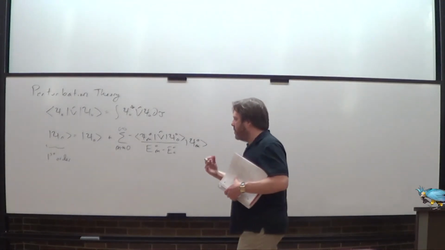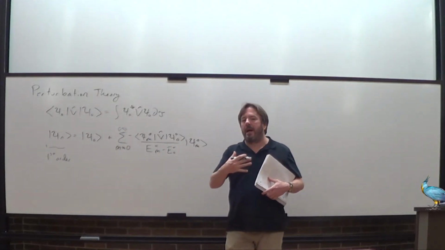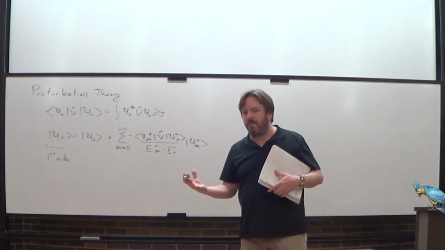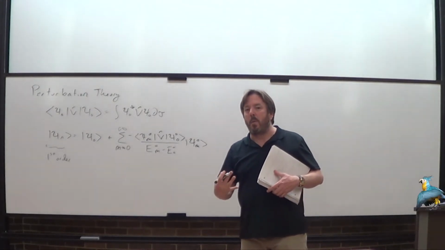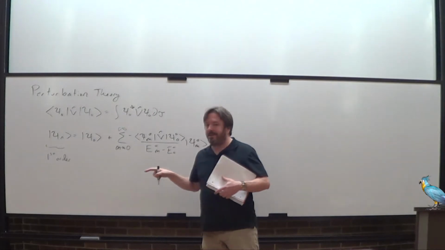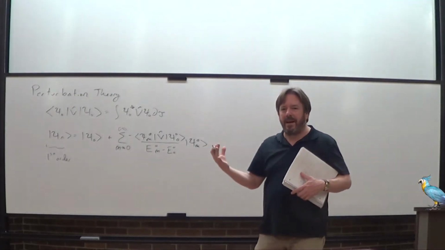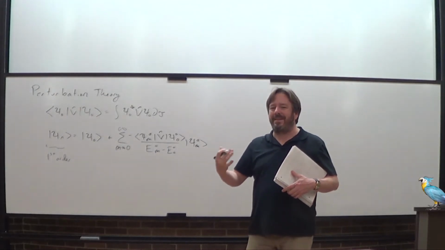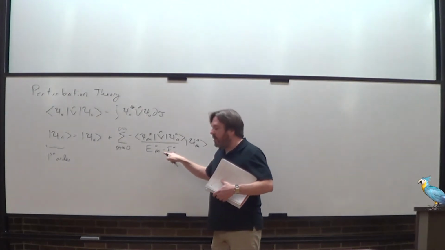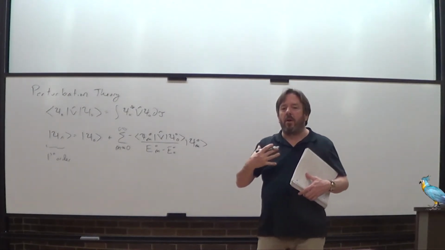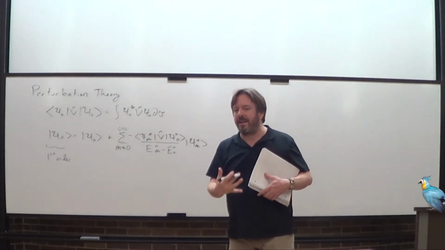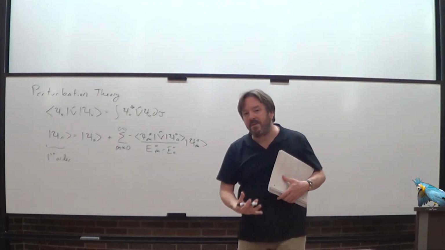Okay, so the problem is that for a 2px state, you've got to add in all the non-2px states, which includes a 2py and a 2pz, which have the same energy, or even a 2s. 2s, 2px, 2py, and 2pz all have the same energy in a hydrogen atom. So when you're doing perturbation theory, you may run into a problem where the other states than the one I'm trying to fix have the same energy. That's the definition of degeneracy. What happens when you have a degeneracy?